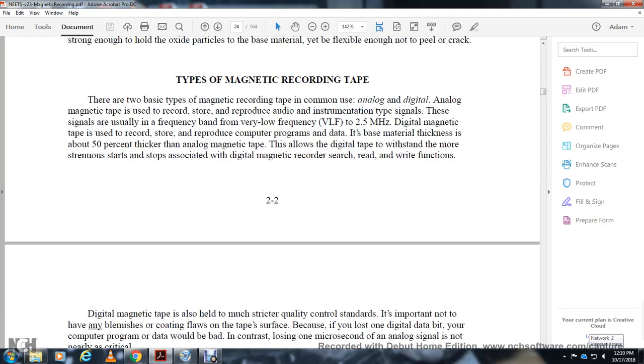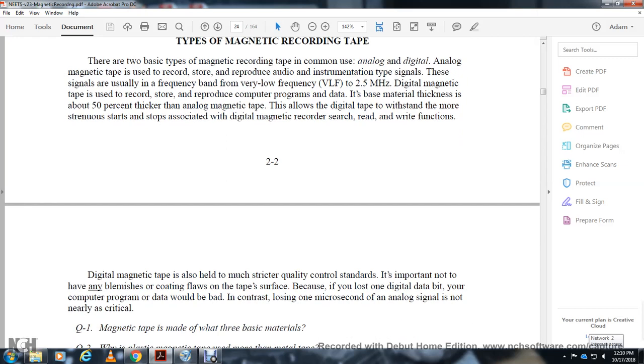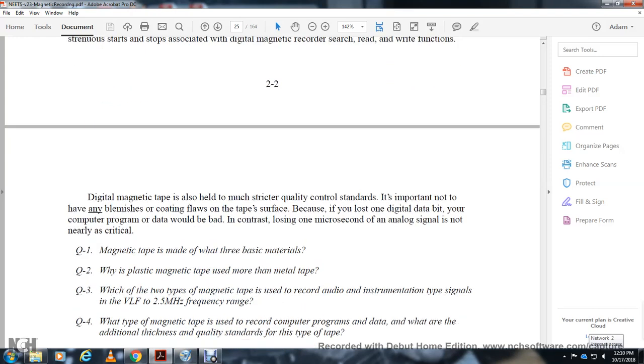Digital magnetic tape also has more strict quality control standards. It is important not to have any blemish or coating flaw on the tape surface. If one digital bit is lost, your computer program or data would be bad. In contrast, losing one microsecond of an analog signal is not nearly as critical.